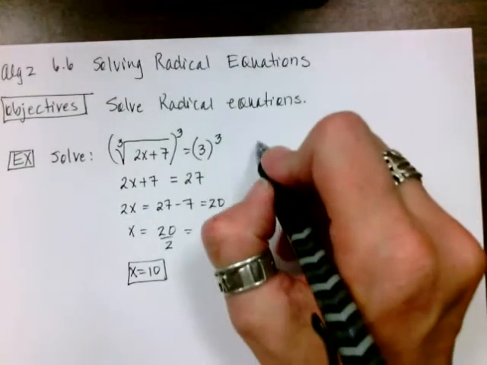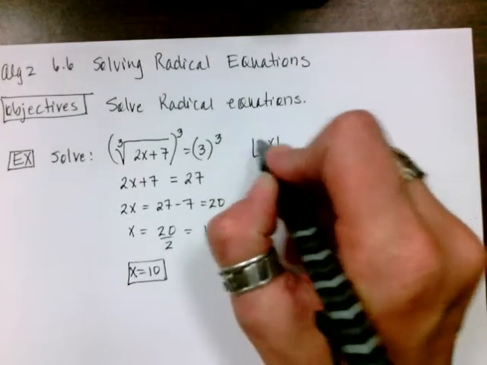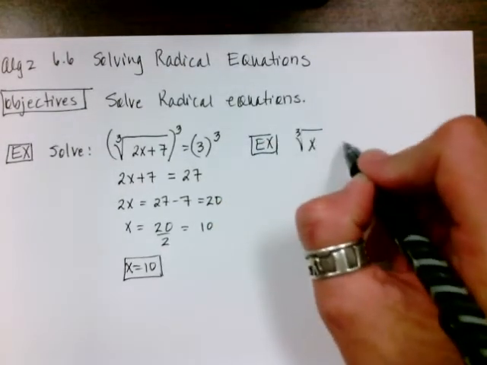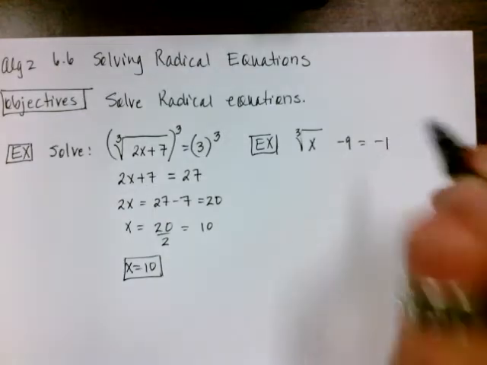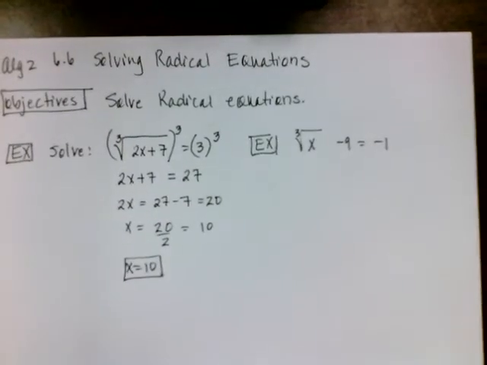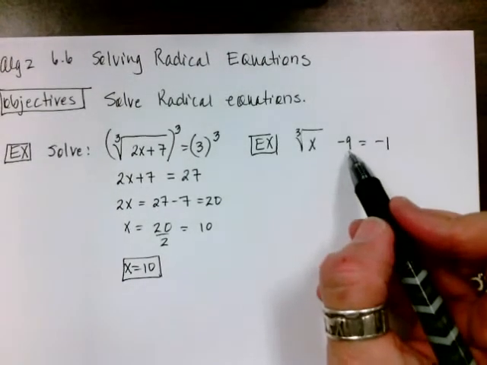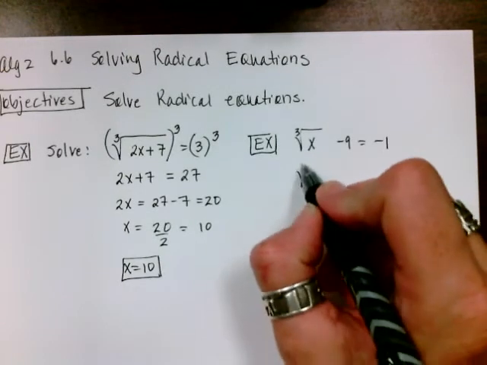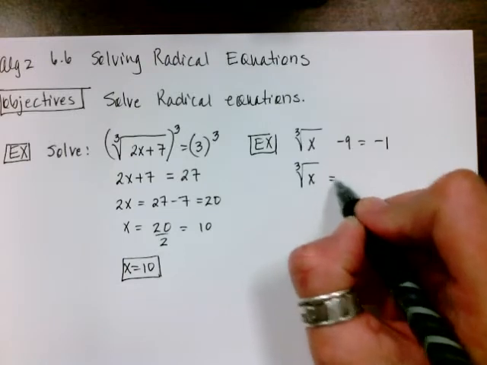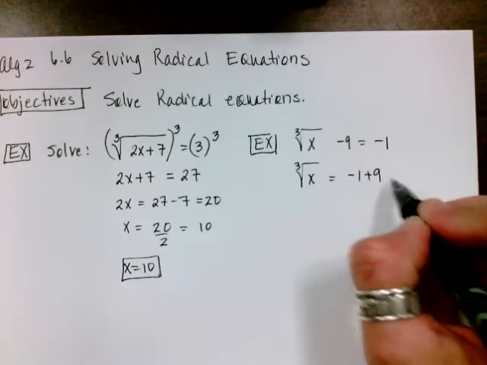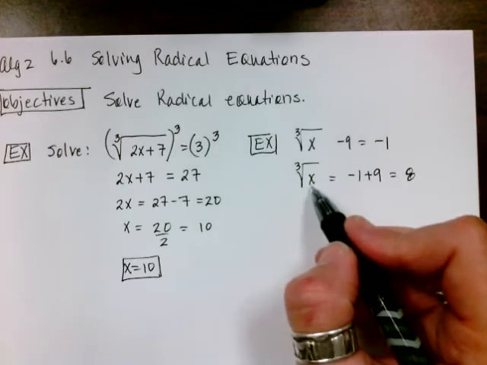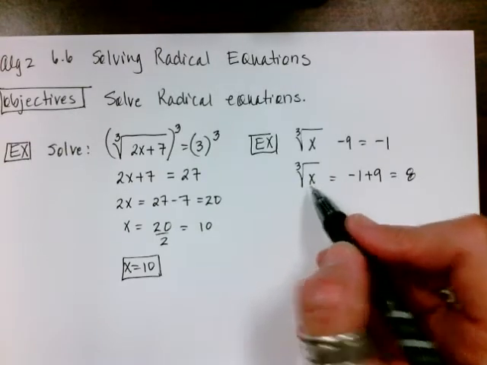Alrighty, second example. The next one is going to be the cube root of x minus 9 is equal to a negative 1. So the first thing that I'm going to do is isolate my variable by moving the 9 to the other side. So I'm going to get the cube root of x is equal to a negative 1 plus 9, which is 8. Again, I have a root, so the opposite of a root is a power.